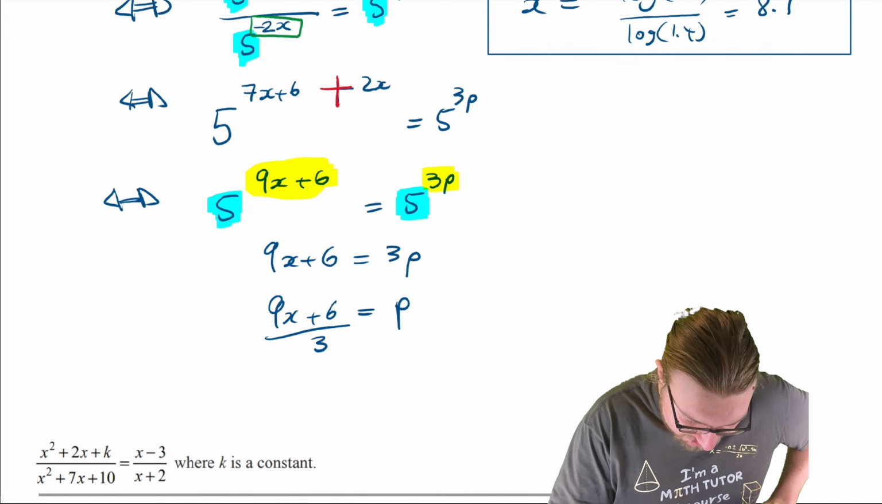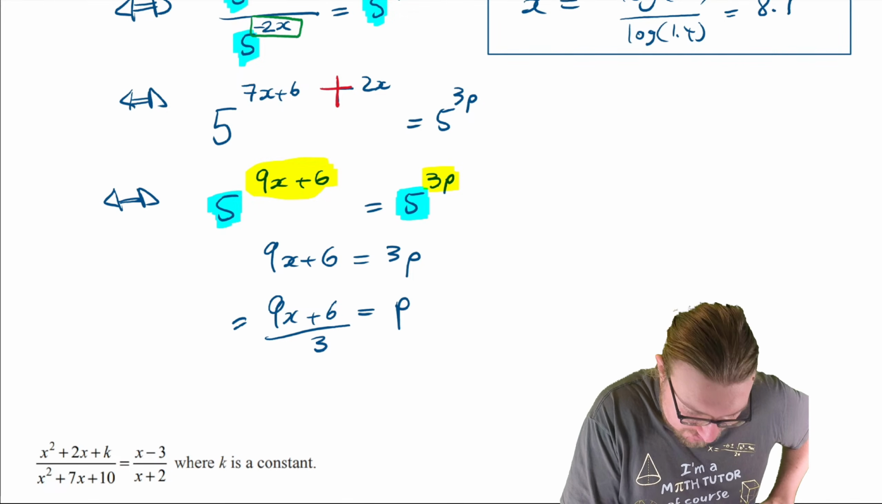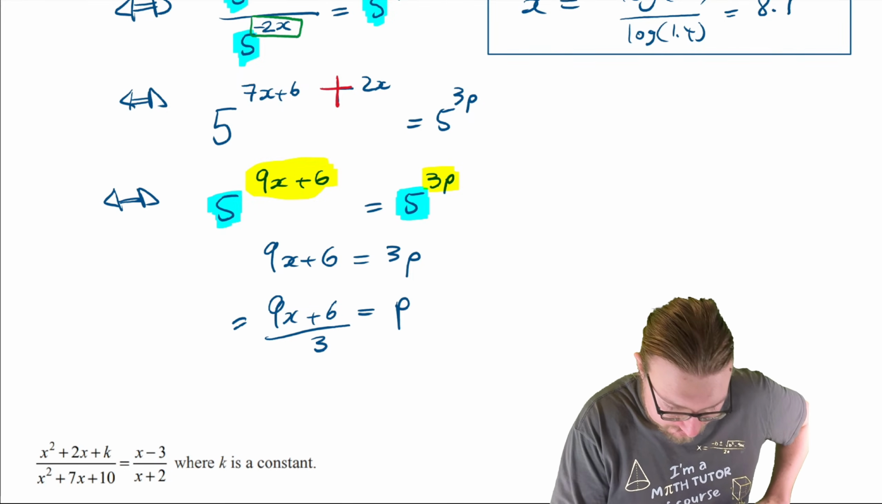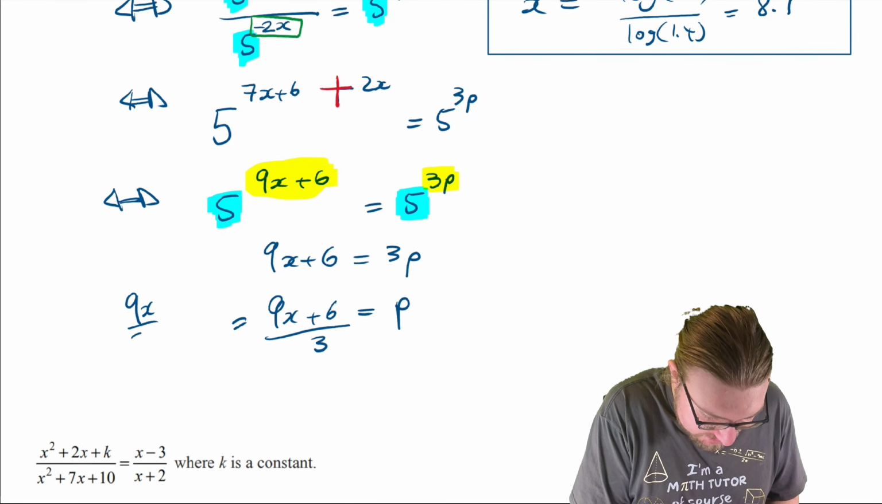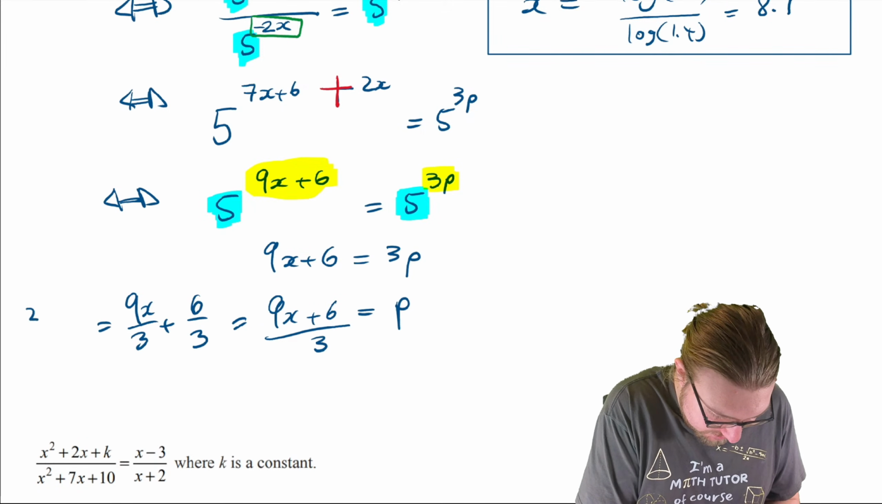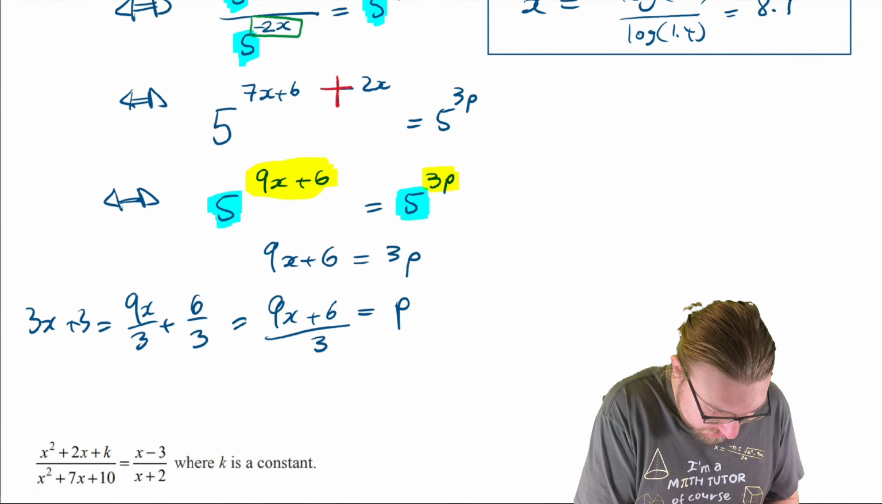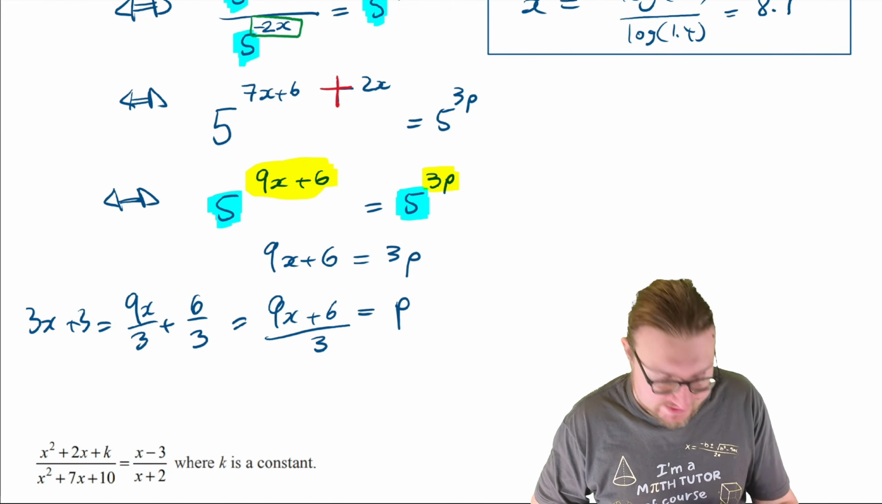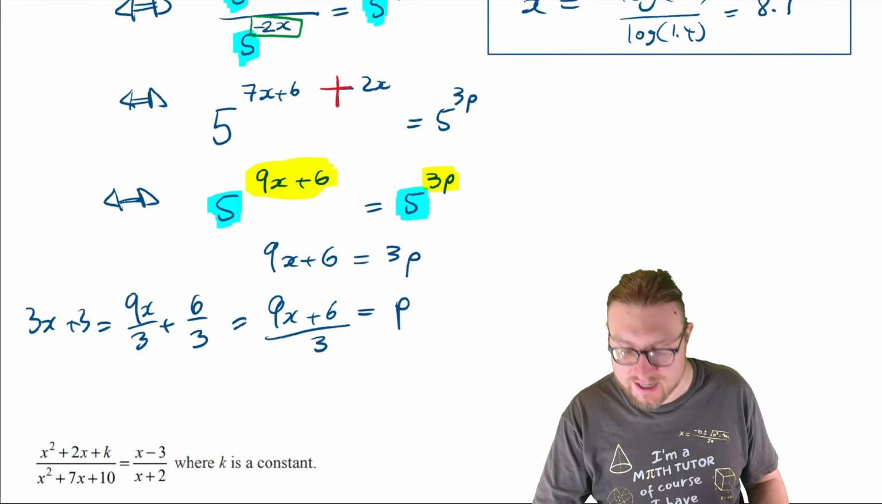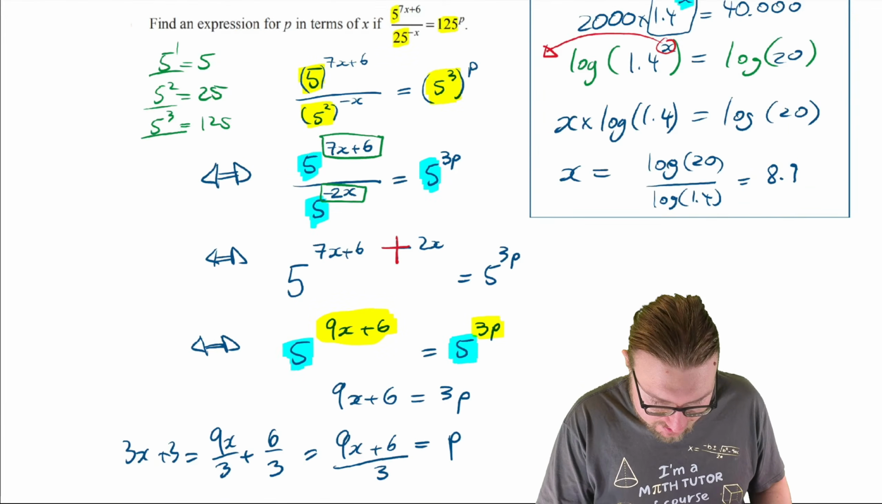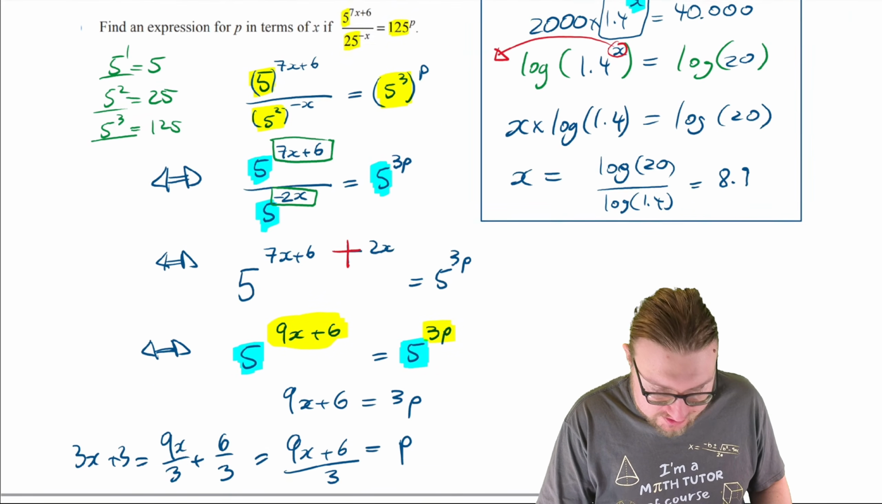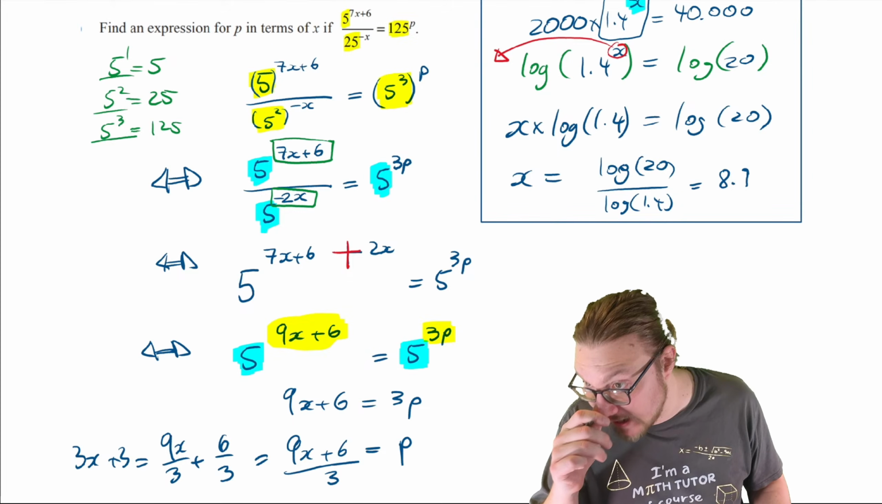Okay, so how do we solve this one here? Again, this was like splitting the fraction. We're going to get 9x over 3 plus 6 over 3. So that was 3x plus 3. So now we have ourselves a formula for p in terms of x. And I'll zoom out a little bit so it all fits on a screen so you guys can have a look at it again.